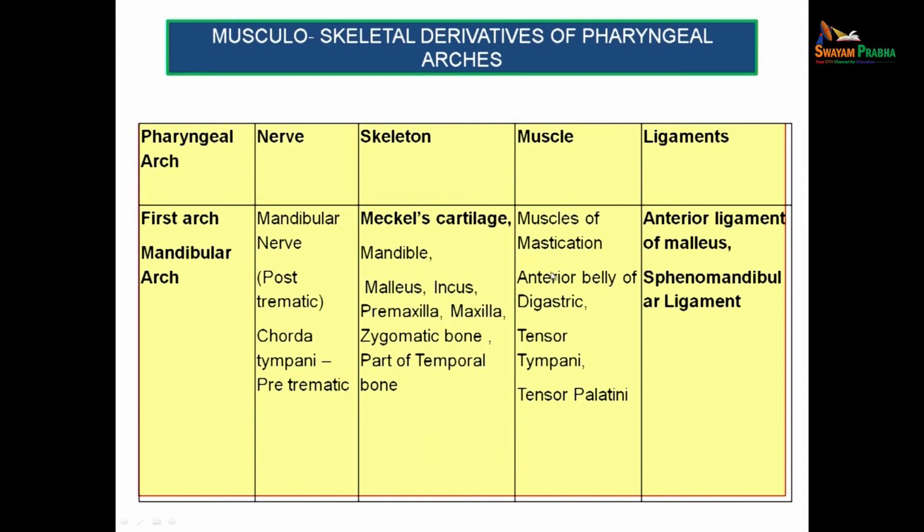Now coming to the muscles formed from this first arch, you have almost all the muscles of mastication formed from the first arch. They will also be giving rise to the anterior belly of digastric. Digastric is a muscle with two bellies, but only the anterior belly is developing from the first arch. You will have tensor tympani and also tensor veli palatini. So these are the major muscles derived from the first arch. Just by knowing the nerve supply, you will get to know the muscles which you get here, because you know the muscles of mastication are supplied by the mandibular nerve. Now the ligaments which are formed in the first arch are the anterior ligament of malleus and the sphenomandibular ligament.